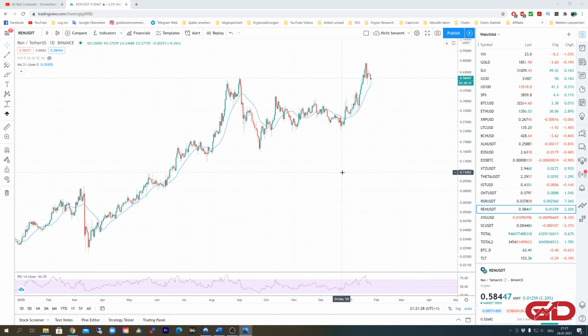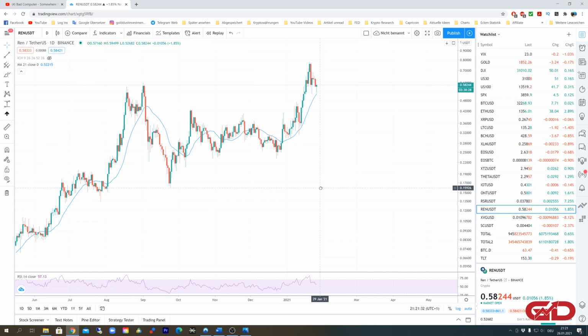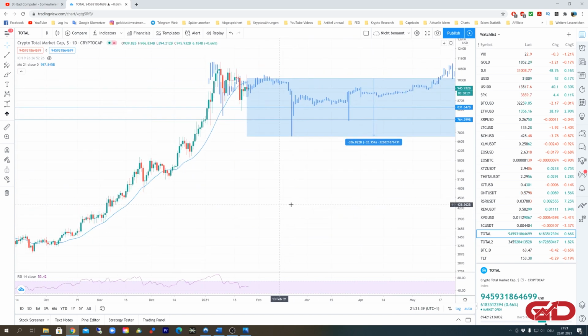So let's go into the REN chart and let's look at what price targets we have. And if you watched my last videos, then you know that for a couple of weeks I've been expecting a cooling down of the market, a normal correction, nothing big, nothing like a crash or something like this. I'm expecting something like this right here.